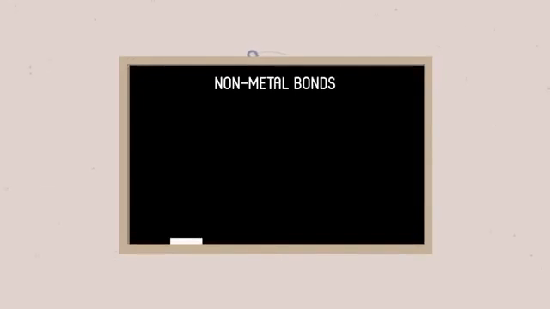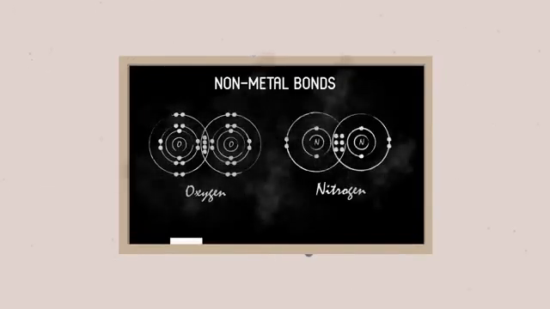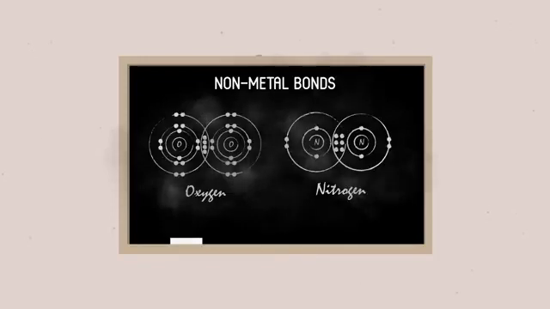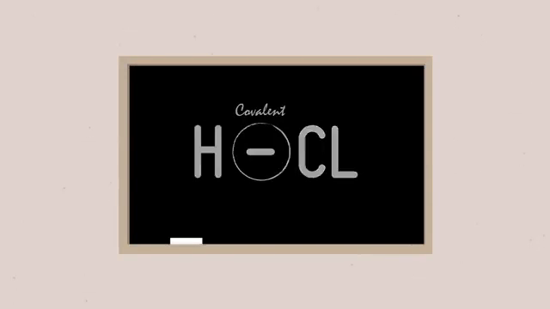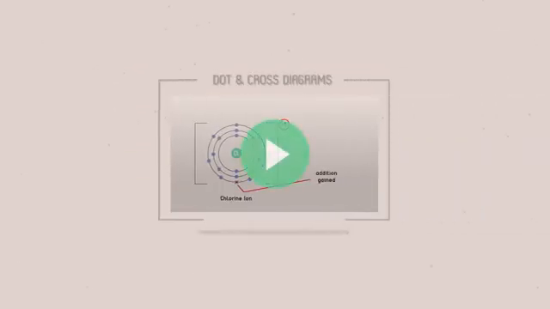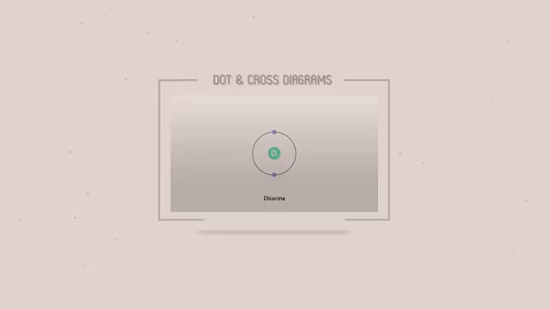If there is space in the outer shell, a nonmetal atom can form double or triple bonds, like in oxygen or nitrogen. In the displayed formula of a compound, we represent a covalent bond with a straight line, like this. We can also represent a covalent bond as a dot and cross diagram. These diagrams show only the valence electrons. To learn more about dot and cross diagrams, watch our video on dot and cross diagrams.